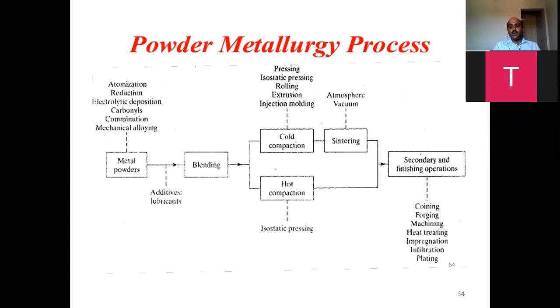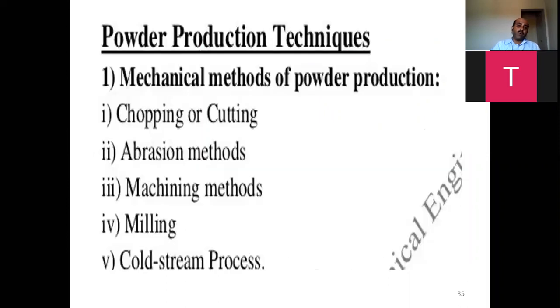The first step in the powder metallurgy process is production of metal powders. This is one of the steps which makes the powder metallurgy technique expensive. And we have quite a number of techniques involved. We have to produce these metal powders. So what are those powder techniques? How can we produce the metal powders? What are the principles behind these different techniques? We will discuss one by one. Okay. Let us start with the powder production techniques.